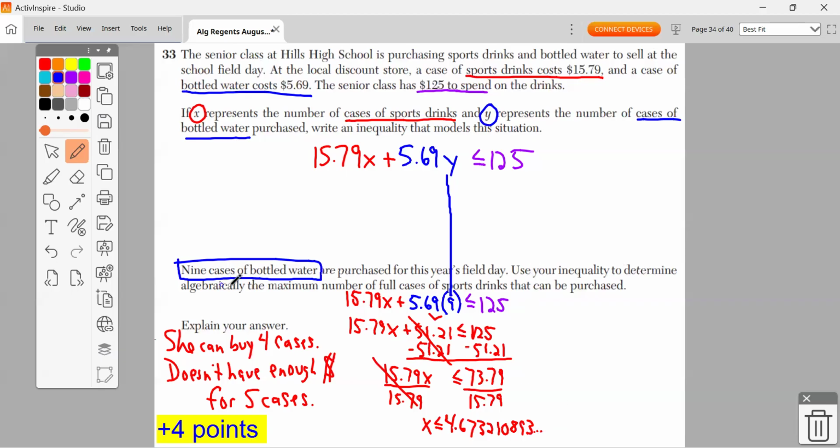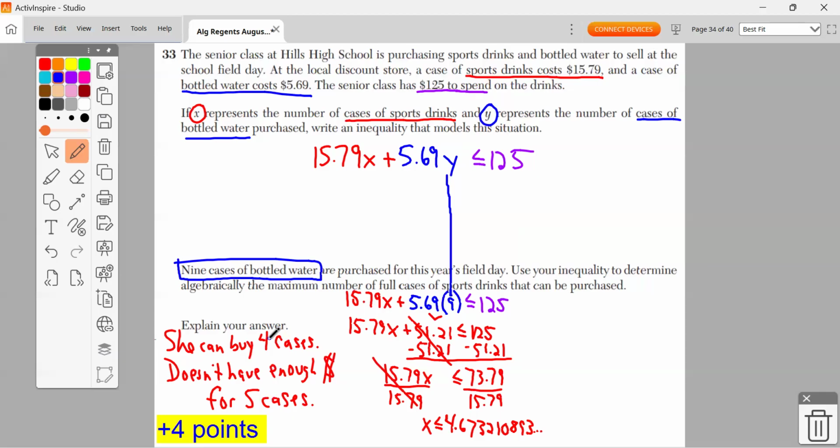Use your inequality to determine algebraically the maximum number of full cases. You can't go to the store and rip open a case of water and only get a partial case. You can't get 0.67 of a case. So she doesn't have enough to buy the 5th case of water. So she can buy 4, not water, but sports drinks. And she doesn't have enough for 5 cases of sports drinks, but she does for 4.